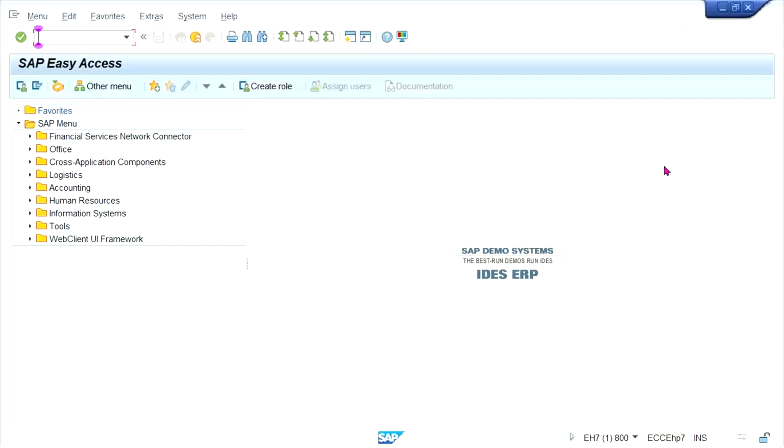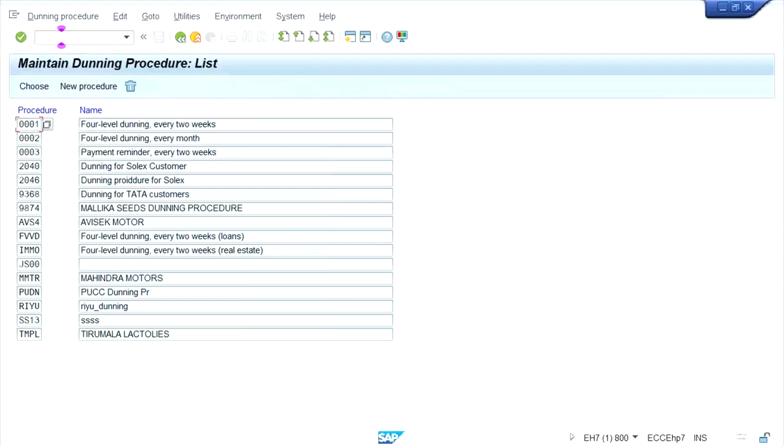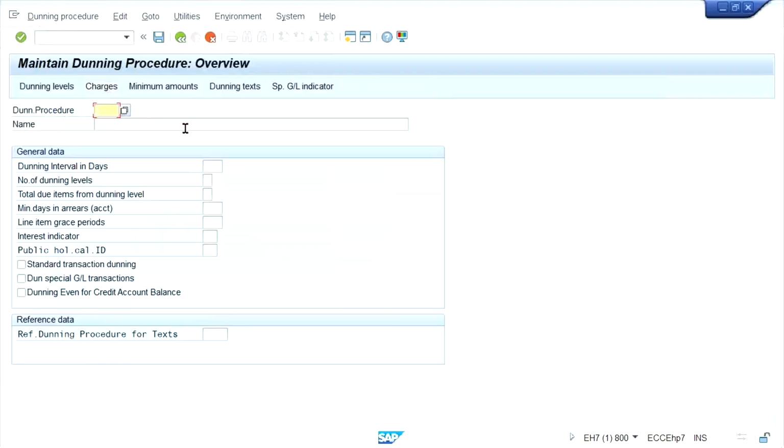Okay, so now if you have a look, guys, dunning. FBMP is the transaction code. Very famous transaction code, guys. Now here, click on new procedure. For the dunning procedure, give TM33. Okay. So, dunning interval in days. What is the use of this, guys?